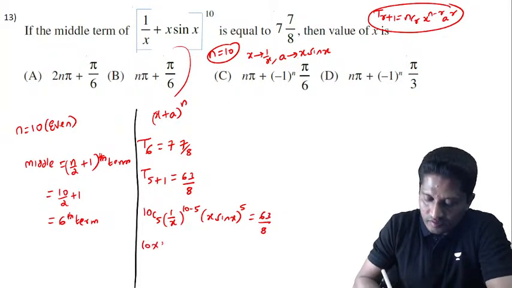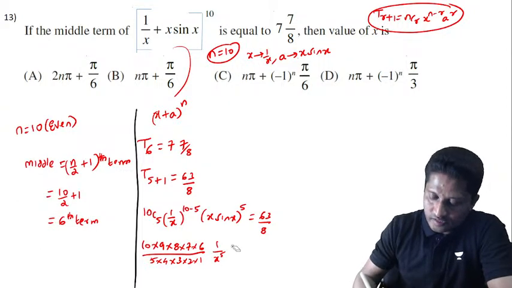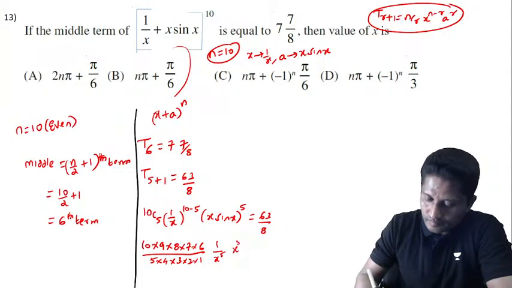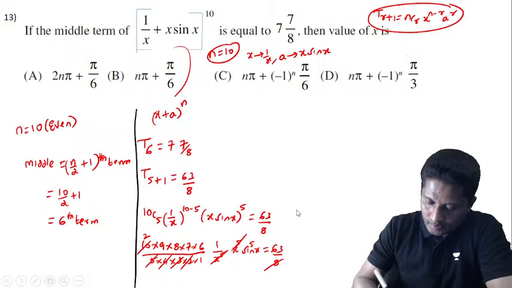10C5 is 10 into 9 into 8 into 7 into 6 upon 5 into 4 into 3 into 2 into 1. This is 1 by x to the power of 5, into sin x to the power of 5, is equal to 63 upon 8. This will cancel. Then 4 into 2 is 8, 8 will cancel with 8. 5 will cancel with this 2 times, and 3 will cancel with this 3 times. 7 8 56, 7 9 63.